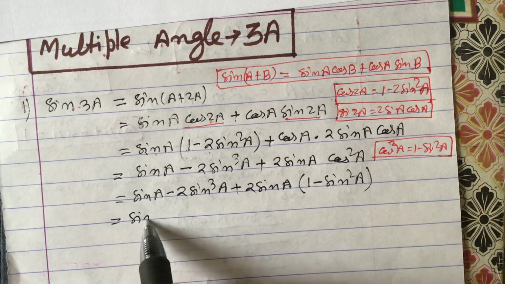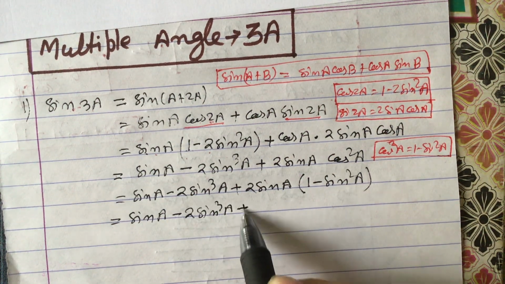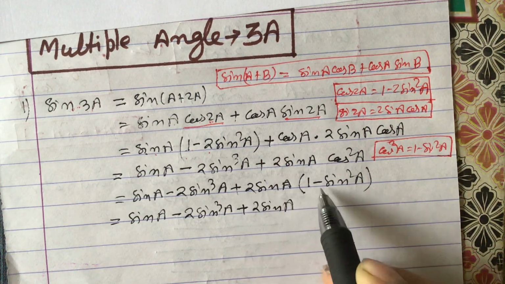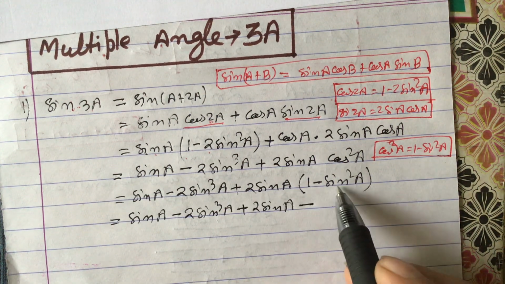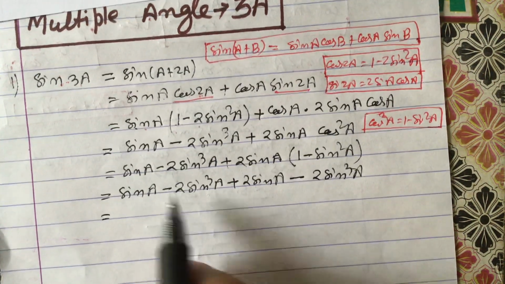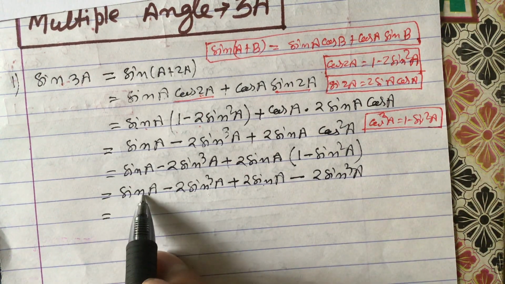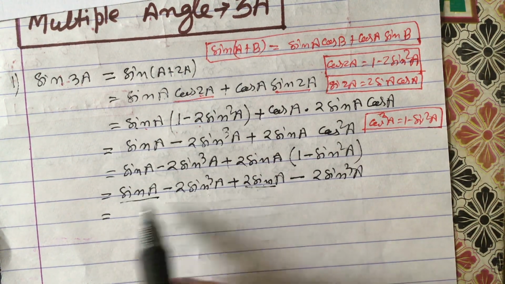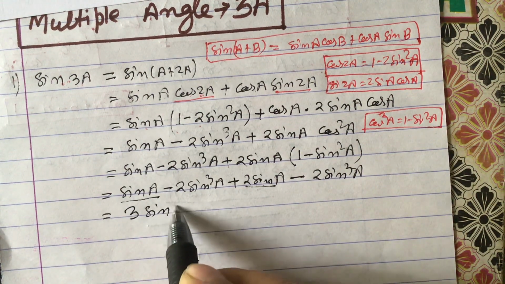So this sine A you can write as it is, minus 2 sine cube A also as it is, plus 2 sine A times 1 is 2 sine A. The plus times minus is minus, so 2 sine A times sine square A is 2 sine cube A. Now see, this is sine A, this also sine A, 2 sine A and 1 sine A. They are like terms, the first term and the third term, so we can add them. Then what will you get? 3 sine A.